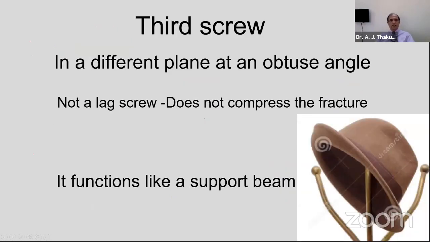Number 3 screw is the magical one. In a different plane, at an obtuse angle, it is going. It's not a lag screw. It does not compress the fracture, but it only functions like a support beam. And this procedure has also given a new function to a bone screw, a beam-like support, which I discussed in the common bone screw. I'm repeating, it does not compress, it just supports, like a hand on the hook situation, one of the most stable situations.